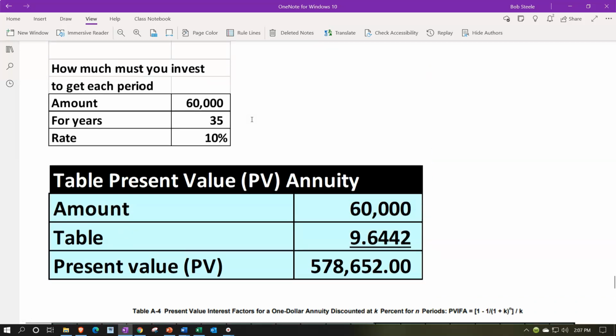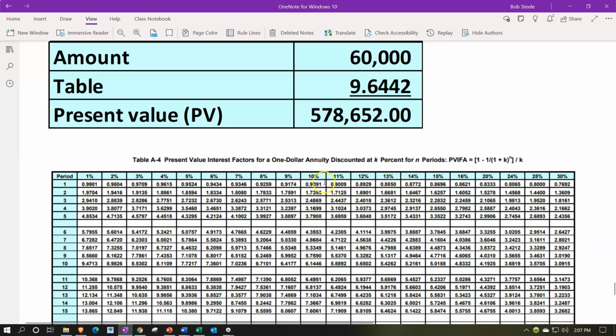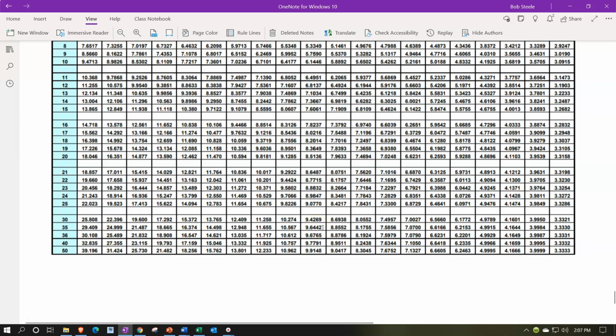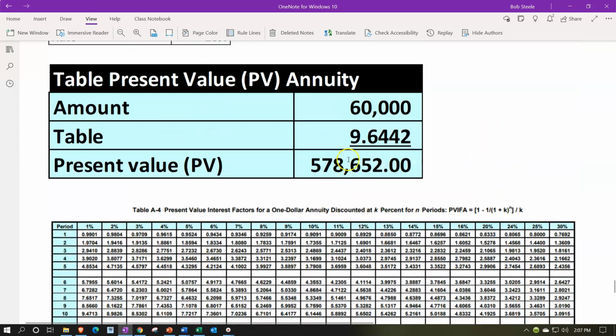Let's do it with the tables. Same thing with the table. For the 60,000, we're going to look up the annuity table, making sure that we're picking up the correct table, not the table of one, but the present value annuity table this time. We're looking at 35 periods and 10%. So 10%, 35 years, got the right table. That's going to be 9.6442. So there's the 9.6442 from the table. 60,000 times the 9.6442 gives us close to the same, 578,652. Why isn't it exact though?